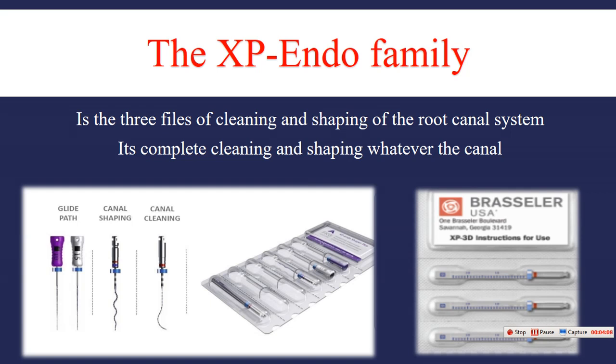The instruments are packaged in a blister tube, as seen in this picture. The package contains 1 file for cleaning and 1 file for shaping. The package can also come with a glide path instrument.